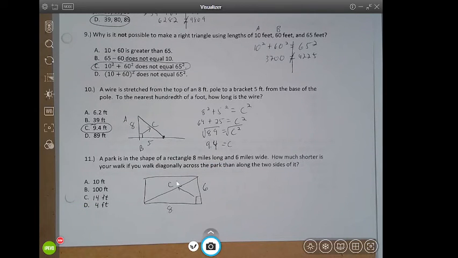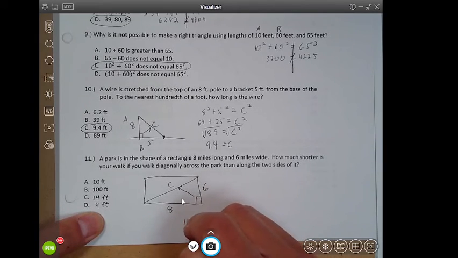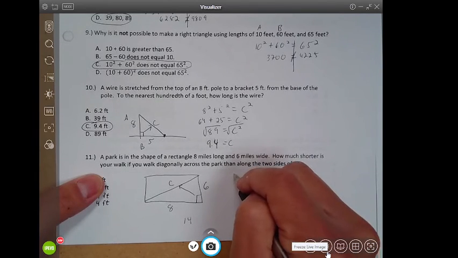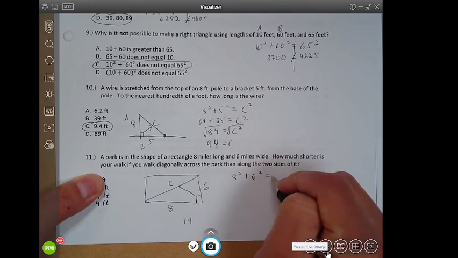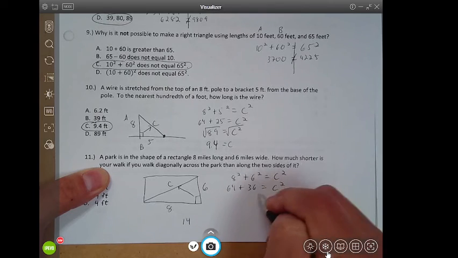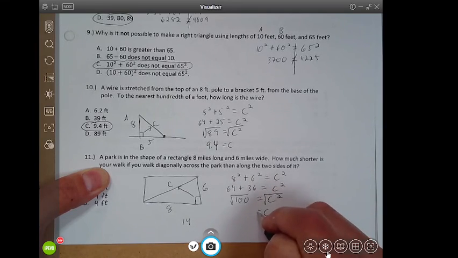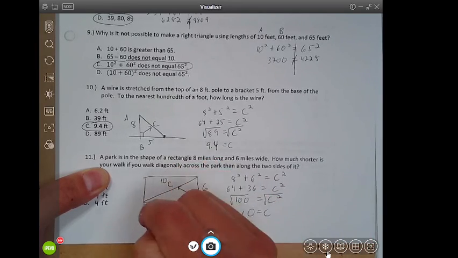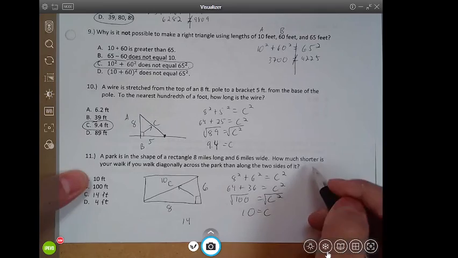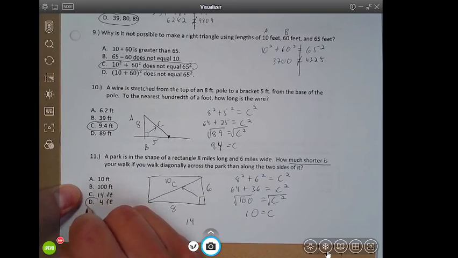If I add these two up, 8 plus 6 is 14. Let's find side C. Side C you'd get by 8 squared plus 6 squared equals C squared. That's 64 plus 36 equals C squared. So I have 100 equals C squared, and the square root of 100 is 10. So if I just walked straight across, that would be 10. 14 minus 10. It's saying how much shorter? It's 4 miles shorter.